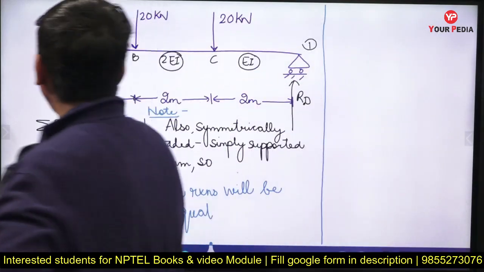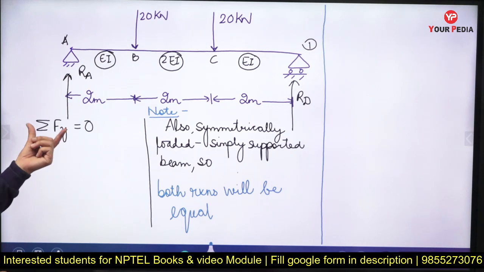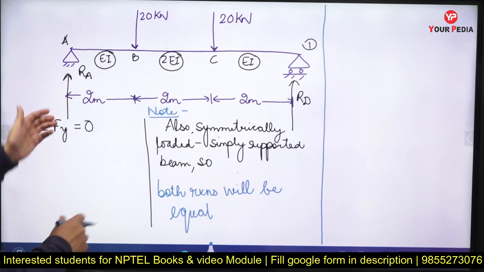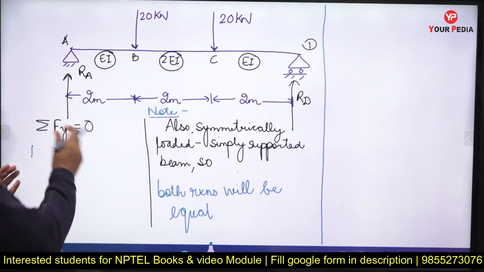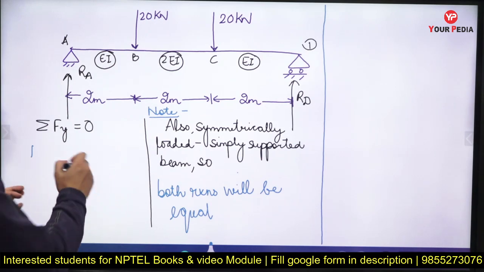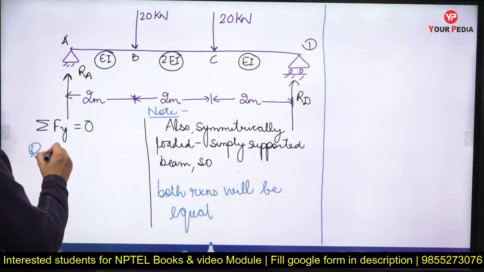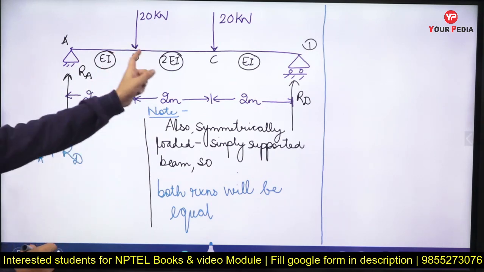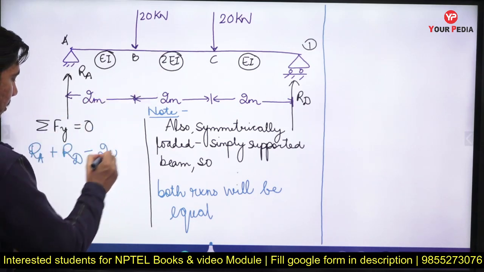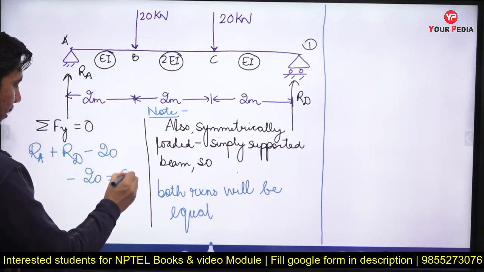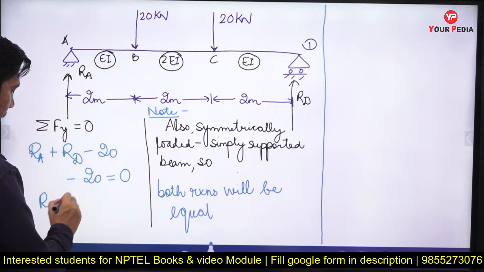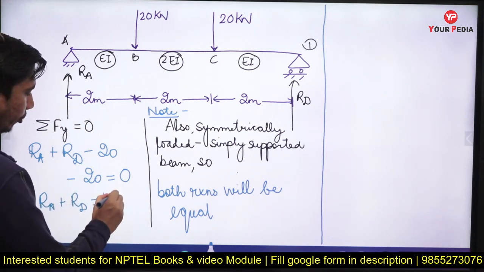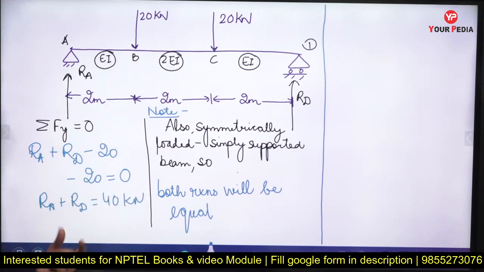Now we are going to use the equilibrium equation. First is the summation of Fy is equal to 0. So all the upward forces I am taking to be positive. So RA plus RD will be positive and 20 kilonewton will be taken as negative. So from here I can write that RA plus RD is equal to 40 kilonewton. Okay, this much I can write.